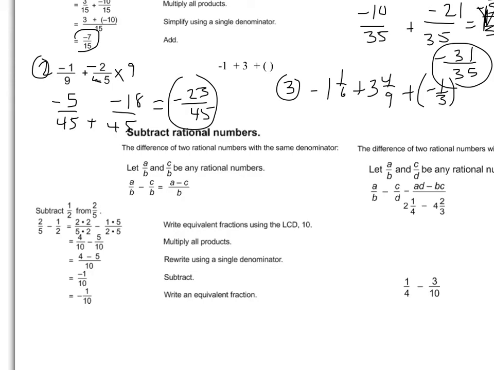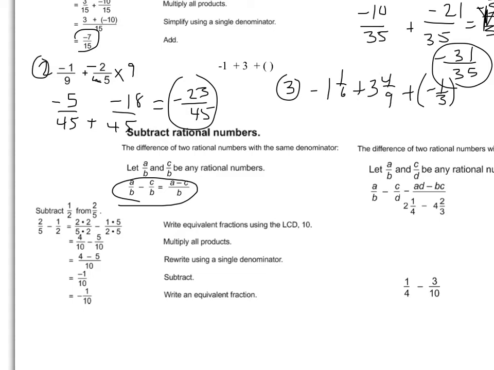Okay, so we're going to go on to subtraction. We'll come back to that problem you just worked out at the end when I have a little extra room. Now, for subtraction, again, if your denominators are the same, you just subtract your numerators. If your denominators are different, you have to find a common denominator and then you subtract.